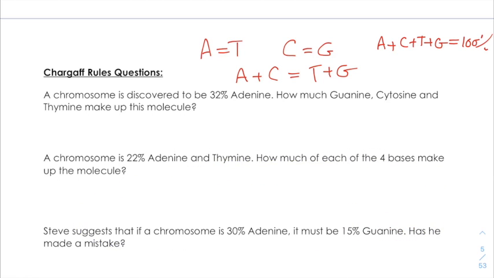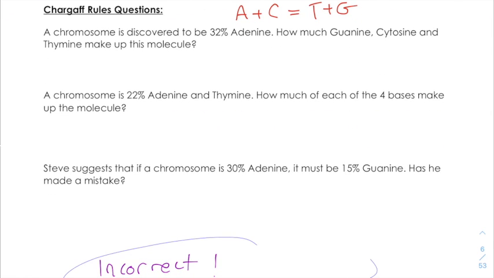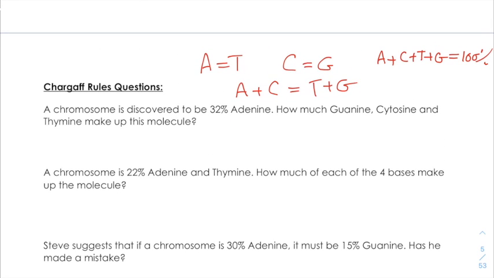Okay, so when you're doing a Chargaff's rule question, you have to take into account that as much adenine as you have is an equal amount of thymine, and as much cytosine as you have is an equal amount of guanine. If you add up the cytosine and adenine, or the adenine and guanine, you'll get the same amount as you would for the thymine and the other one. And if you add them all up together, it comes to 100%.